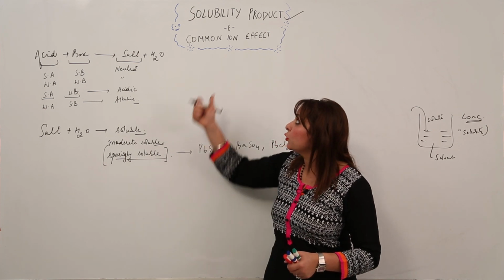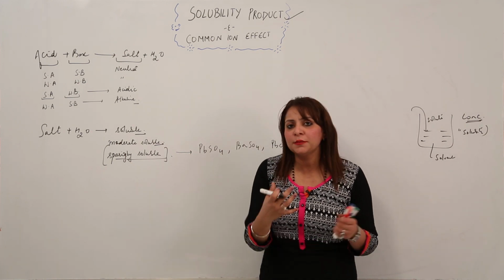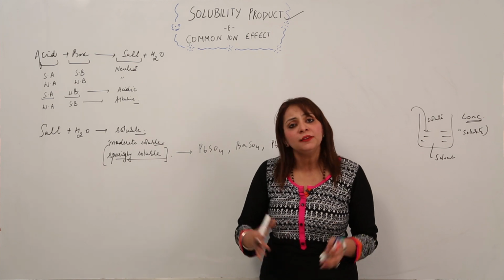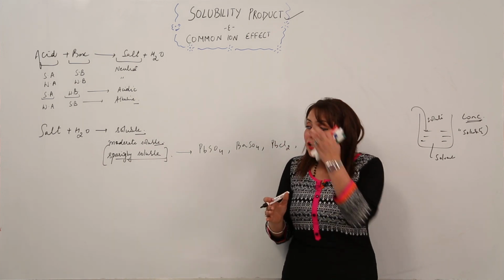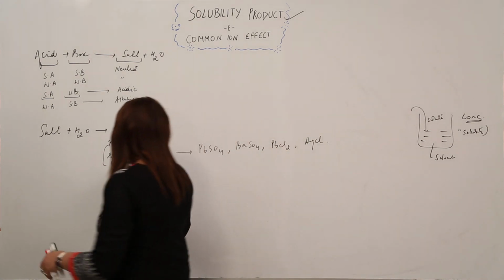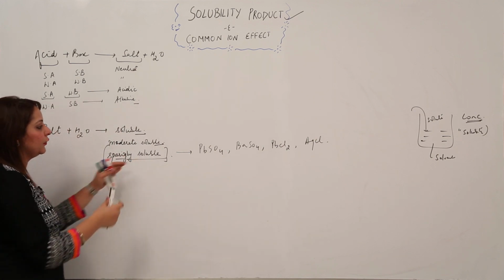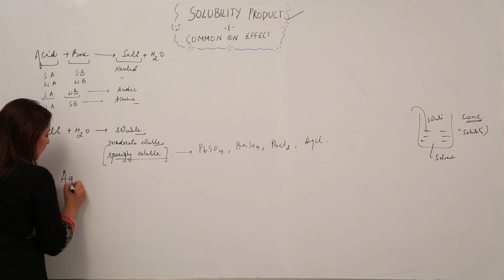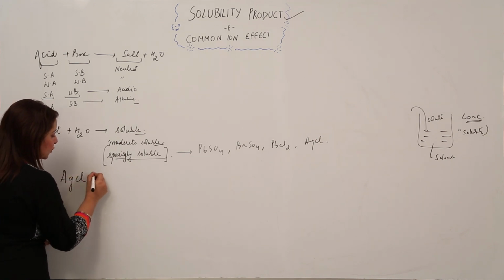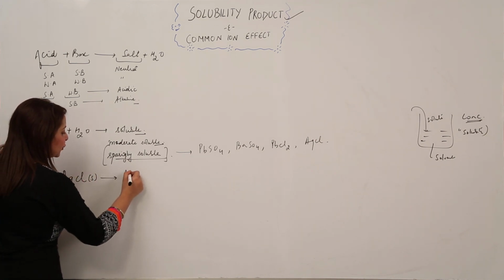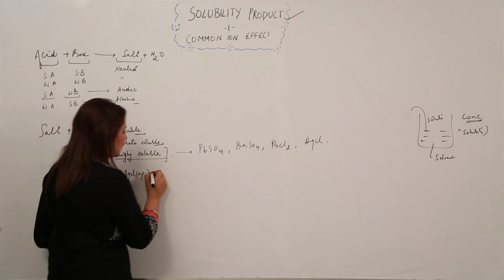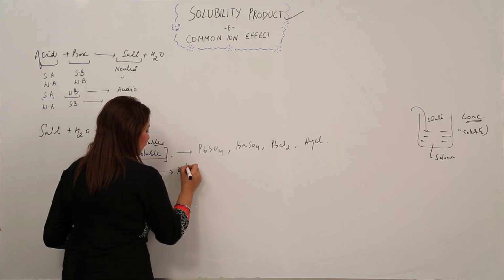So the solubility is not the same for all the salts. Some salts are very soluble, some are moderately soluble, and some are sparingly soluble, right? So what happens when we add a sparingly soluble salt, that means the salts of these categories, into the water? What actually happens? When we add it, it is in solid form, right? When we add it into the solution, it becomes aqueous. Then it gets ionized.